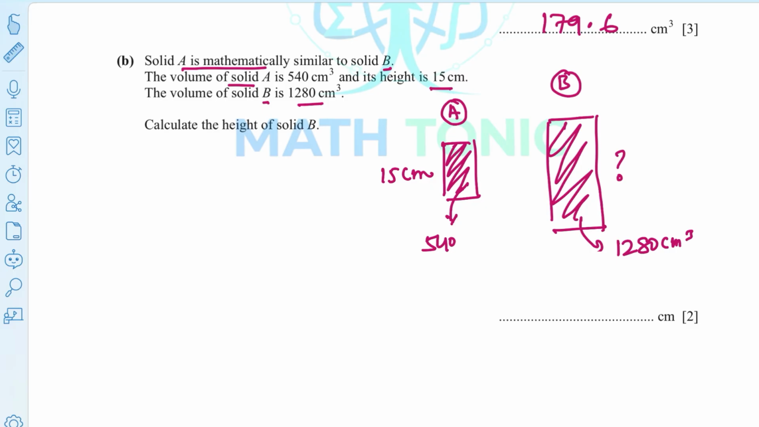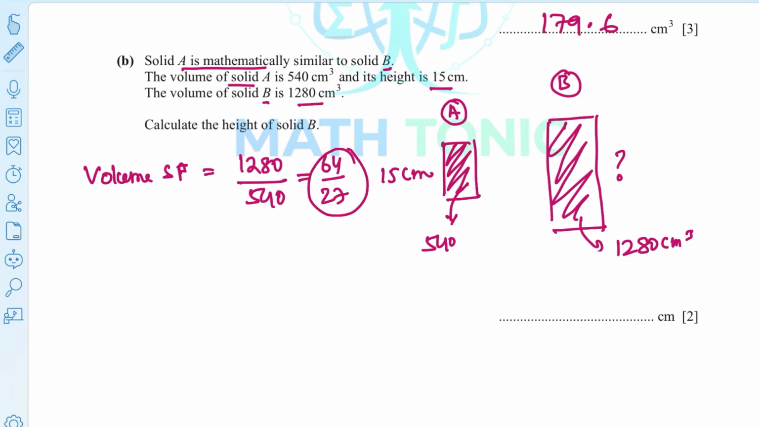Very simple. Now, 2 volumes are given. So, we can find out the volume scale factor. So, volume scale factor equals 1280 over 540. If I put the value in the calculator, in fraction, you will get 64 over 27. Clear? Now, as we are trying to find out the height, please find out the length scale factor. So, length scale factor equals cube root of 64 over 27. That gives you 4 over 3. Clear? This is 4 over 3.